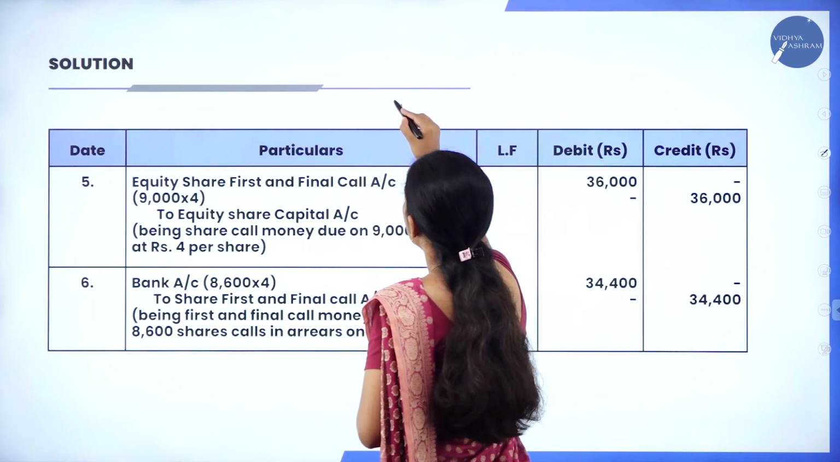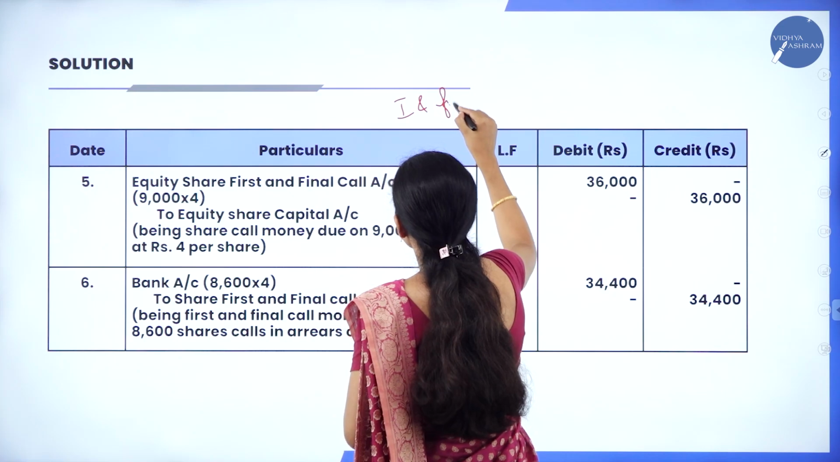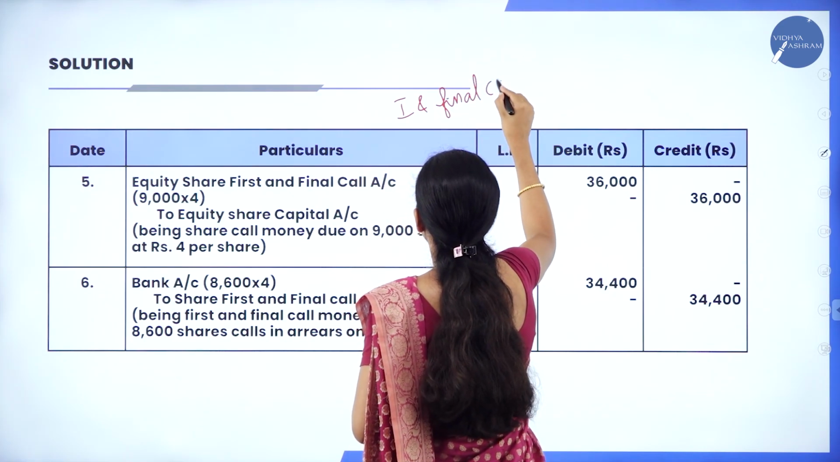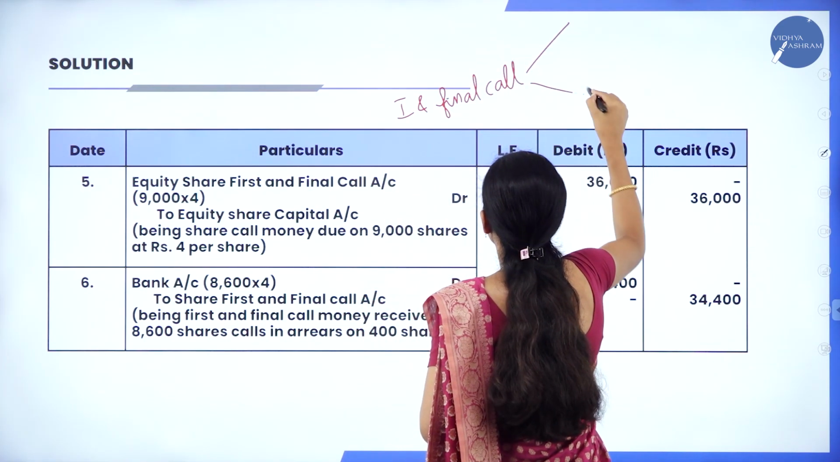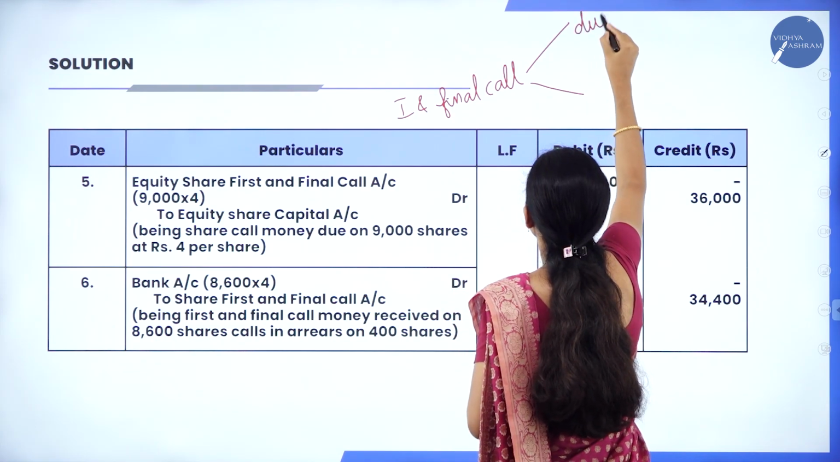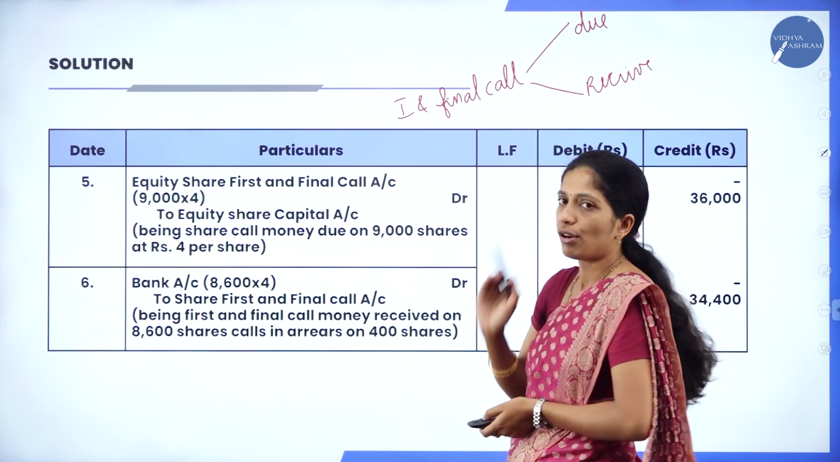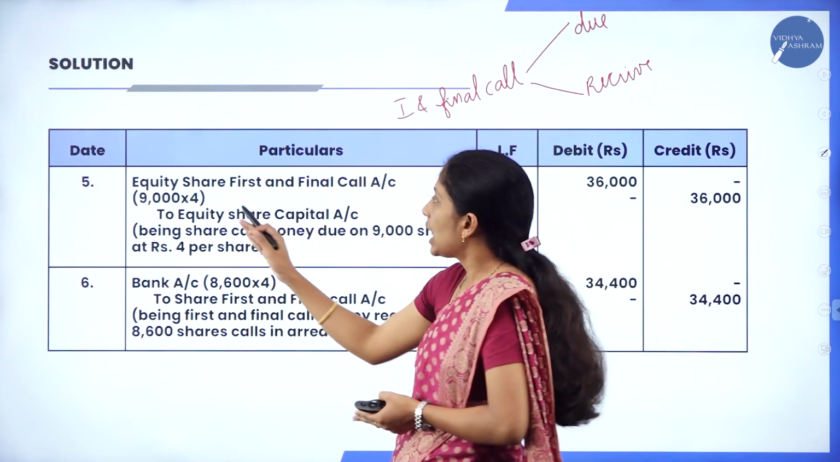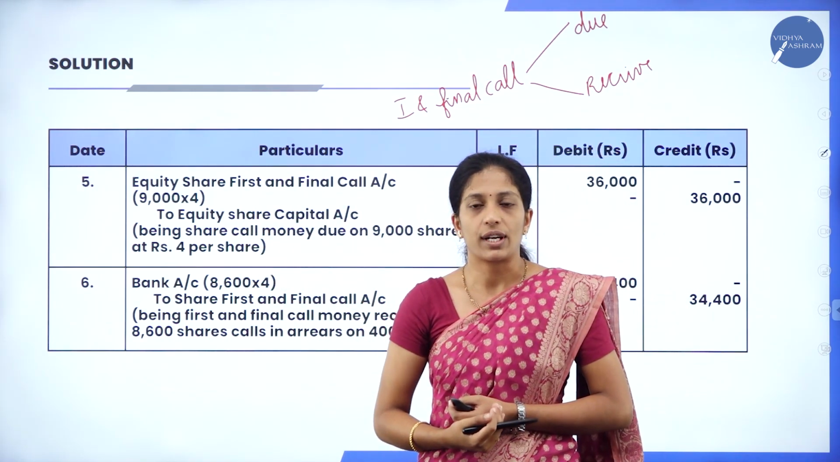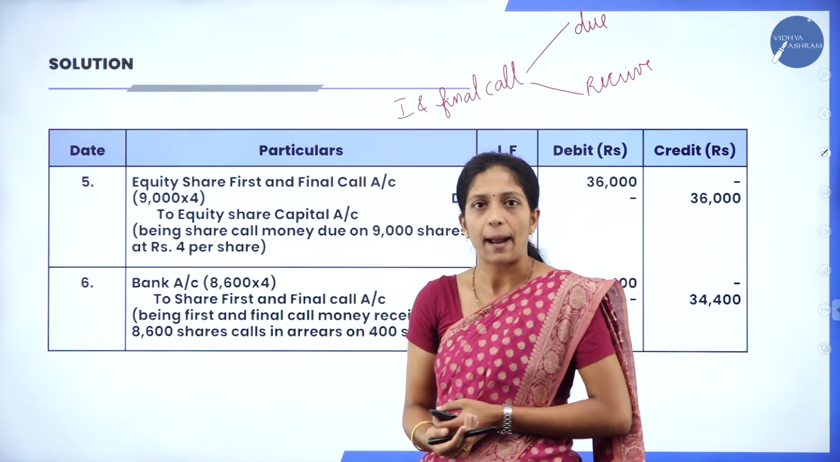Now, come to first and final call. This is the third stage. First and final call. Here we have 2 entries. One is due, other one is receive. Now, here also, what is the due entry? Equity share first and final call account debit to equity share capital account.